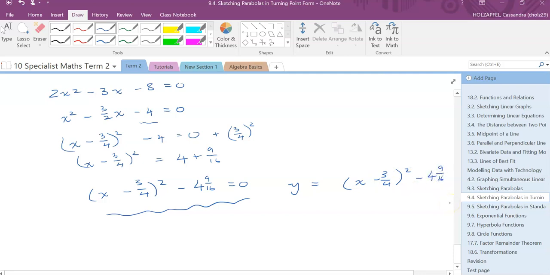Hold on a minute. Now that I've done this completing the square, what do we notice? Wow, it's in turning point form. So that's why completing the square is really, really useful. I know I've harped on about this in class about 6,000 times, but it really is a skill that you can take forward into the future. So that's why I love completing the square.